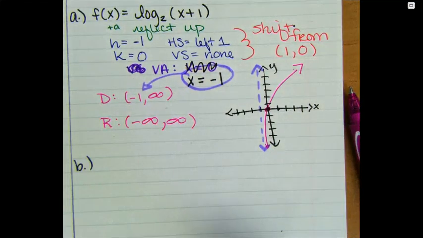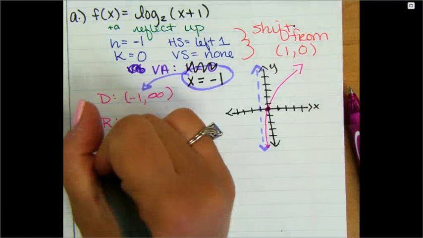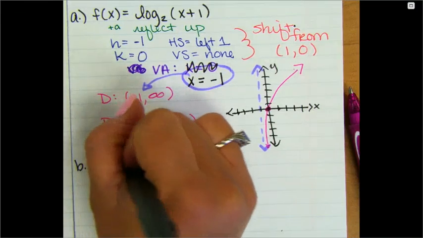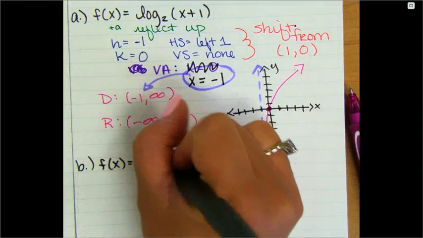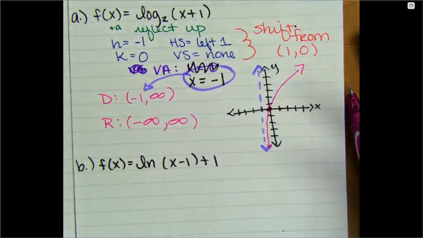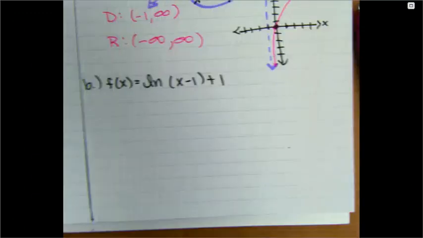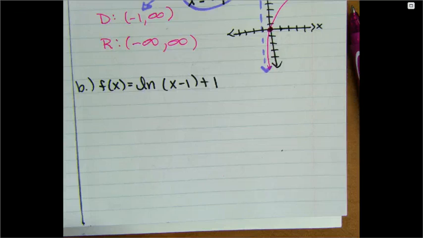Again. All right, f of x equals ln of x minus 1 plus 1. F of x equals ln of x minus 1 plus 1. All right, do the thing, the whole thing.